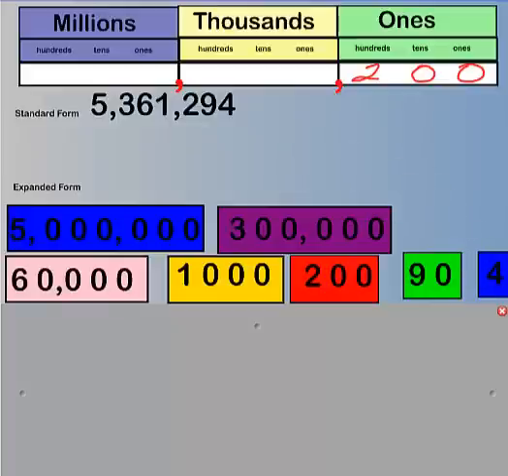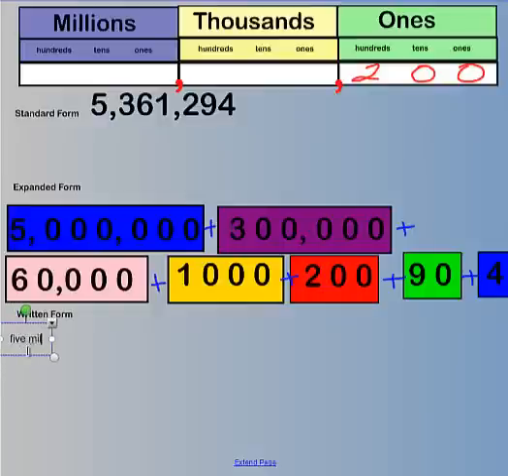And once you're done with your expanded form, you always put a plus sign in between them because you are adding them all together. We took them apart. We started with them together and we pulled them apart. And then in written form, you are going to use the words. And the words are going to say exactly how we talk.